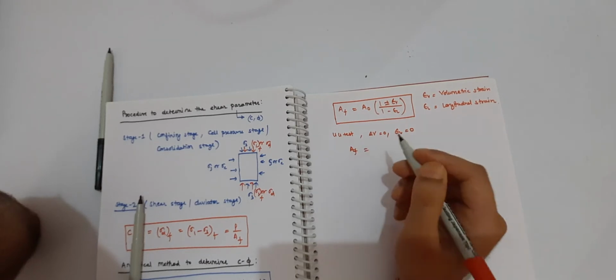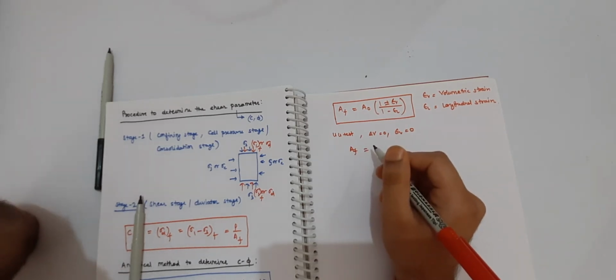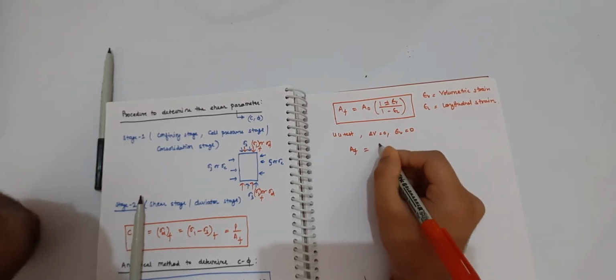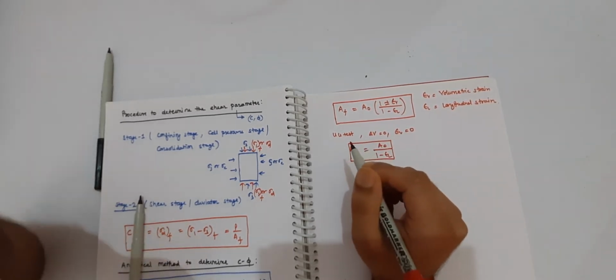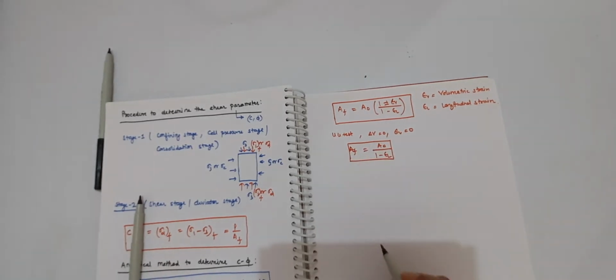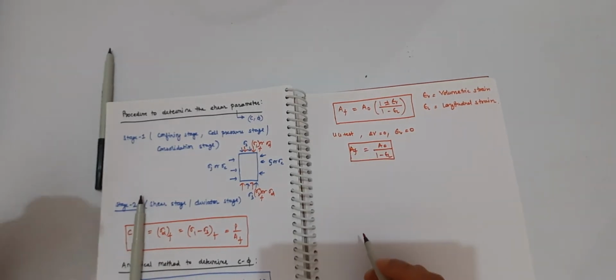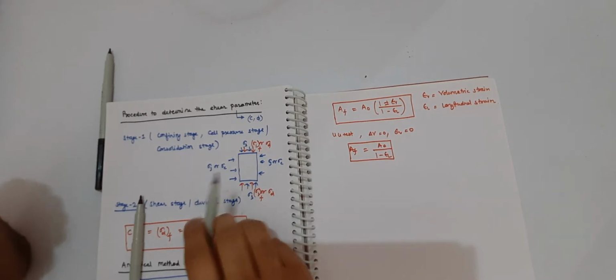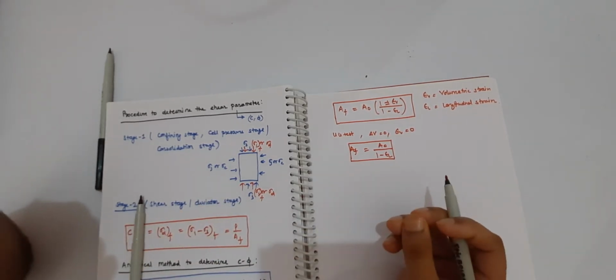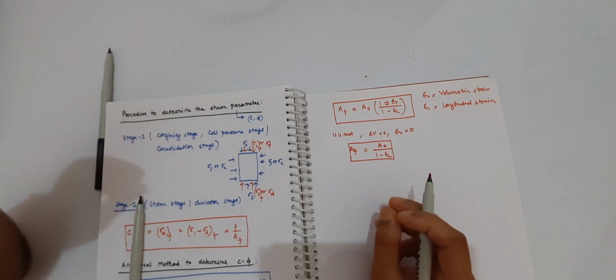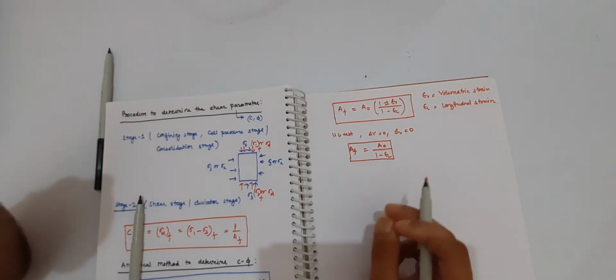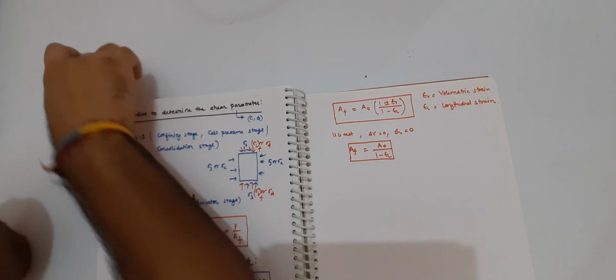Therefore, the failure area we obtain is A naught divided by 1 minus epsilon L. In this way, we calculate the failure area in the triaxial test. Another important thing in this shear strength of soil is the type of Mohr's failure envelope for different soils.